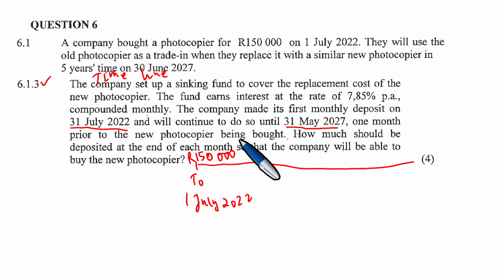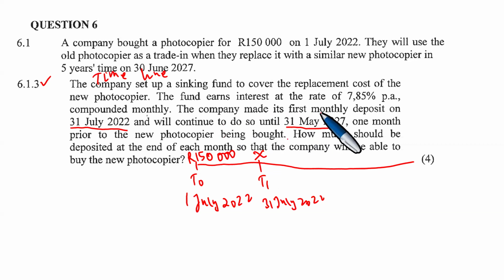Now, the company made its first monthly deposit on 31 July 2022. Time 1, 31 July 2022, then the company made its first monthly deposit. And this deposit, you don't know how much it was, so we're going to call it X.